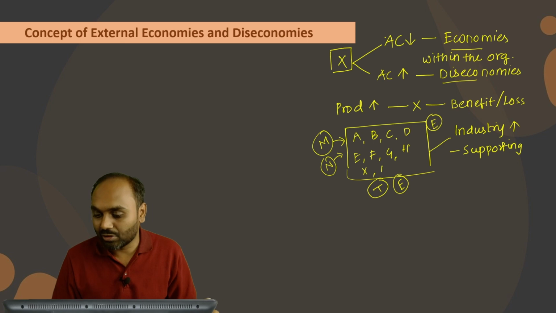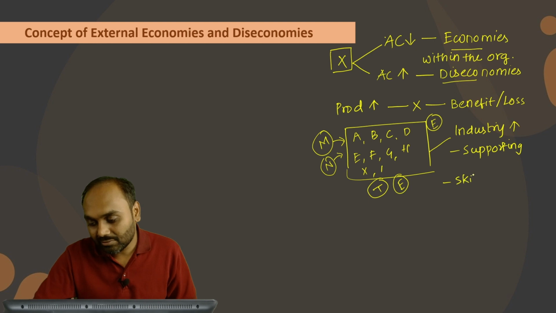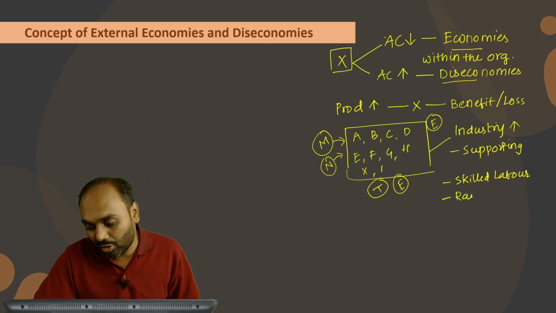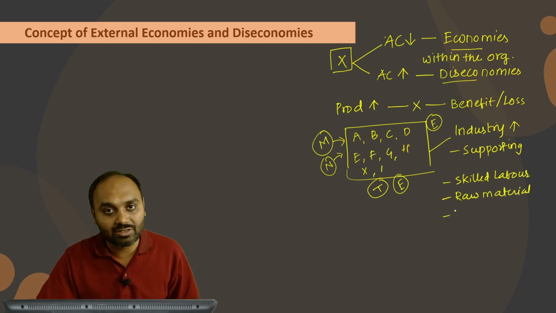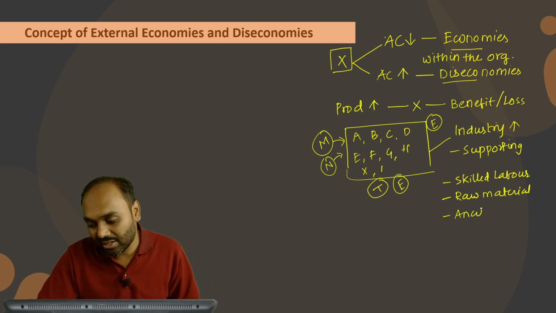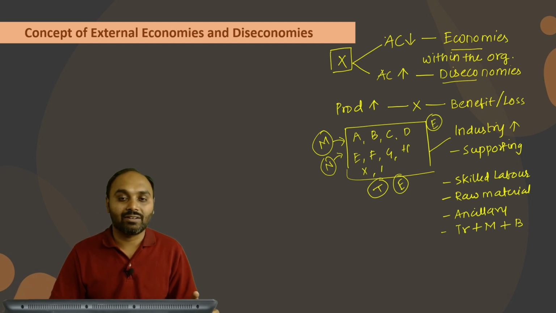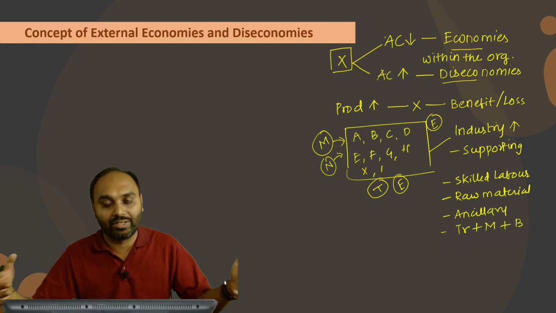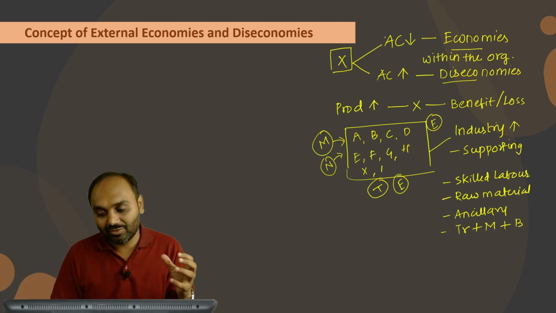There is a possibility that because of the increase in the output of the whole industry, you can get skilled labor. You don't need to train, because the whole industry is increasing the output, so all labor will be quite skilled. You can even get raw material easily because all the raw material companies will be nearby. You can get supporting industries, or ancillary industries, that will start setting up nearby. You can get a better transport system, better marketing system, banking system. All this will get closer to that industrial area because the whole industrial area is growing, and all the supporting factors will come into the picture.